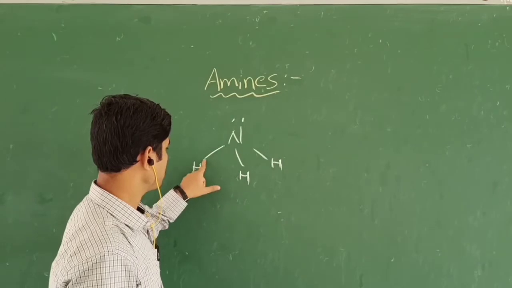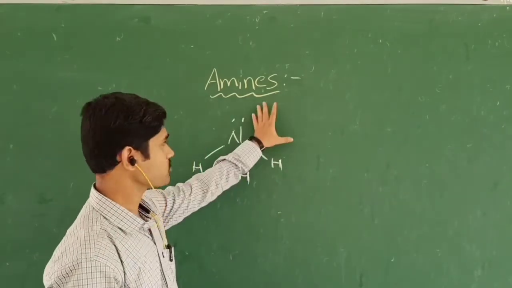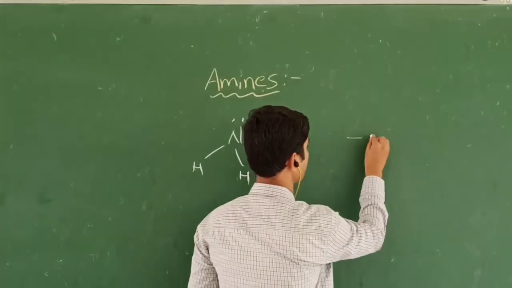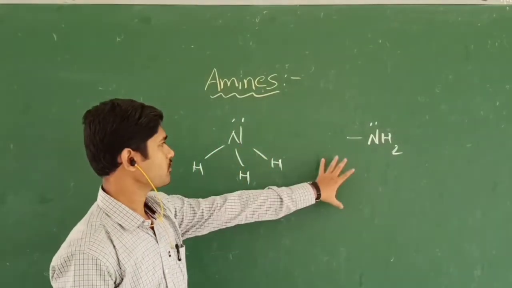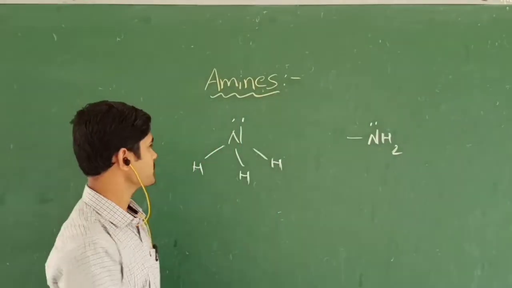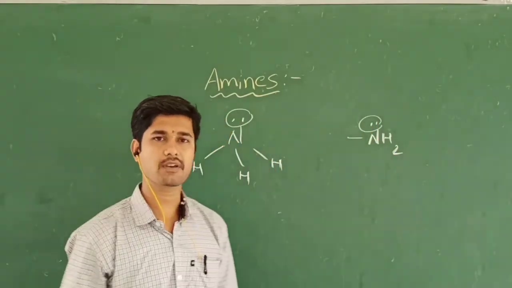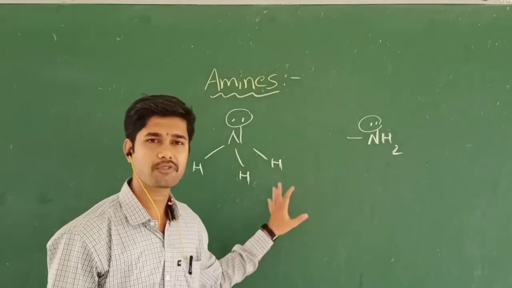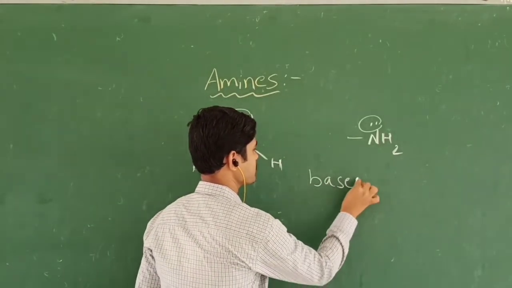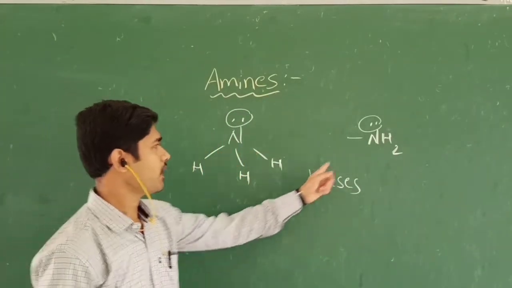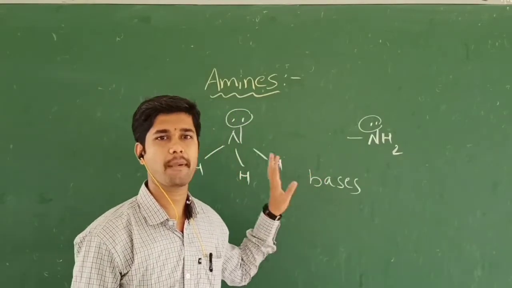So when 1 or 2 or 3 hydrogen atoms are replaced by alkyl groups or aryl groups, we get amines. The functional group of amines is NH2, and due to the presence of the lone pair of electrons on the nitrogen atom, these compounds act as bases. Ammonia is a base, and similarly amines are also base compounds. So this is the introduction of amines.